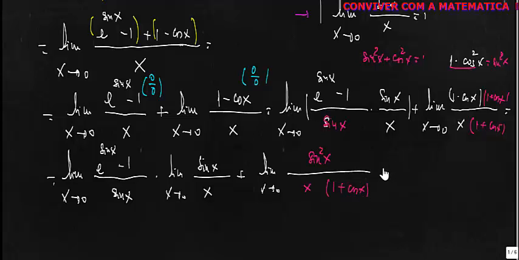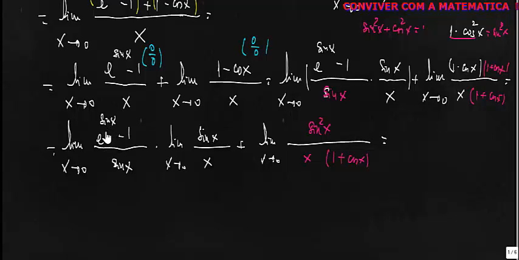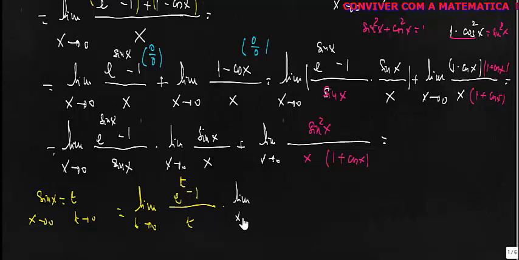And now, to calculate this limit, I'm going to change the variable. Let us say that sine of x equals t. And when x approaches 0, it is quite simple to understand that t approaches 0, because sine of 0 is 0. So I can easily transform this first limit into something like this: the limit when t approaches 0 of e to the t minus 1 over t, times the other limit, when x approaches 0 of sine of x over x, plus the limit when x approaches 0.